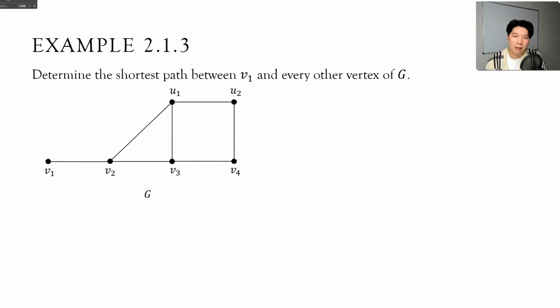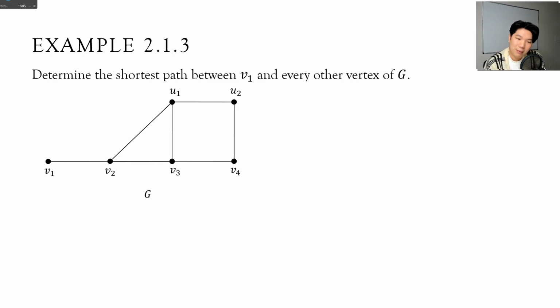So for this example, I have some type of graph here. Determine the shortest path between V1 and every other vertex of G. So I have this graph G with the vertices V1, V2, all the way up to V4, and then U1 and U2.